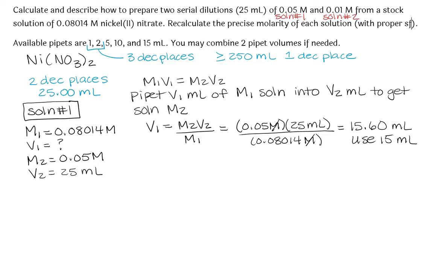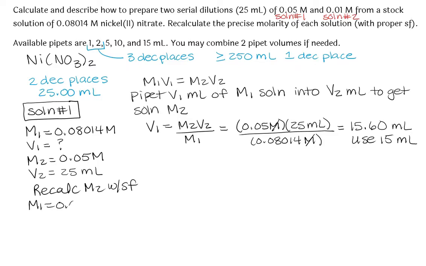So the next step is that we're going to recalculate the molarity because it's going to be slightly off from 0.05. First of all, we do that because we want to know what the molarity is. And second of all, we want to know what that molarity is out to the proper precision. In other words, what are the proper sig figs? So we recalculate M2 using the proper sig figs for the measuring devices.